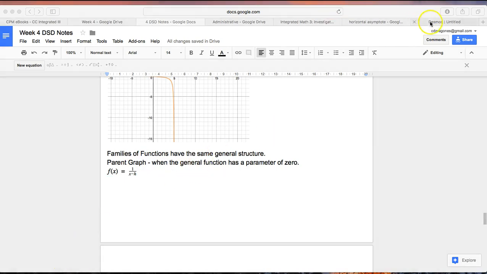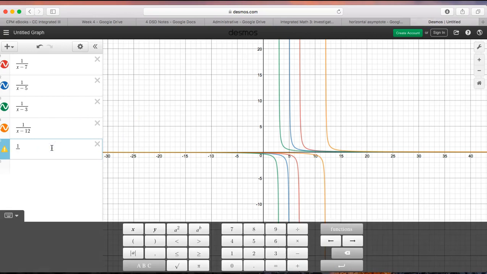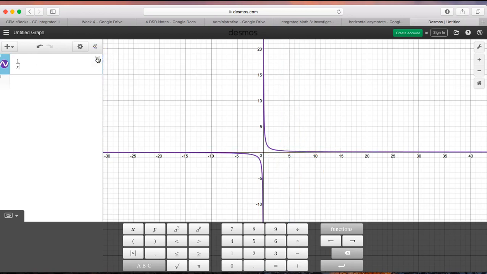Okay, so the parent graph is when your h is 0, so it's x minus 0, which is just 1 over x. Okay, as you can see, the parent graph is centered here at the origin, but we still have that vertical asymptote at x equals 0. As we approach 0 from the left side, we go to negative infinity. As x approaches 0 from the right side, we go to positive infinity. So it's the same function, it's the same general type of shape, but it is the most basic graph of this type of function, your parent graph. Okay, so we'll talk more about parent graphs and different types of parent graphs.